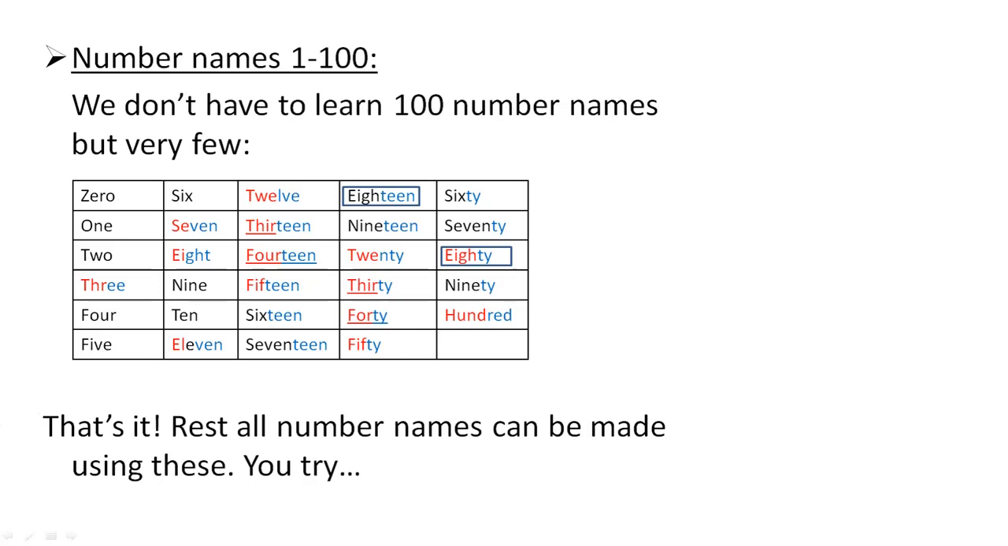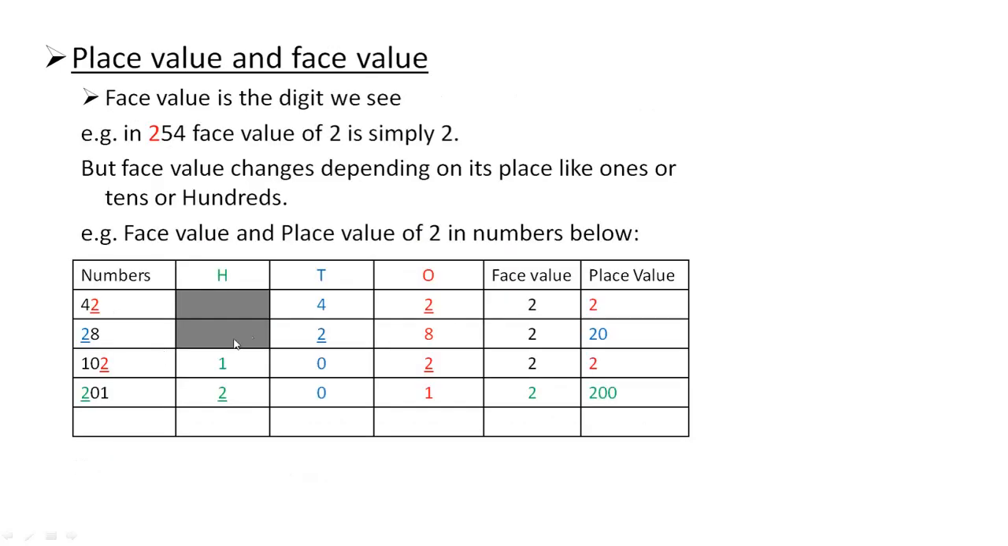Next, okay, now we know place value and face value, right? Face value is the digit we see. Okay, now here in 254, 2. Okay, its face value is what we see. Face value, what we see, the digit, right? So the face value of 2 is simply 2. But place value changes.